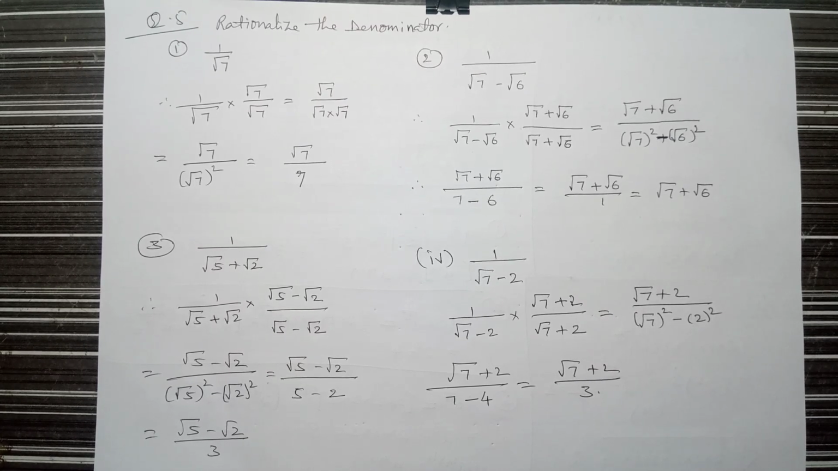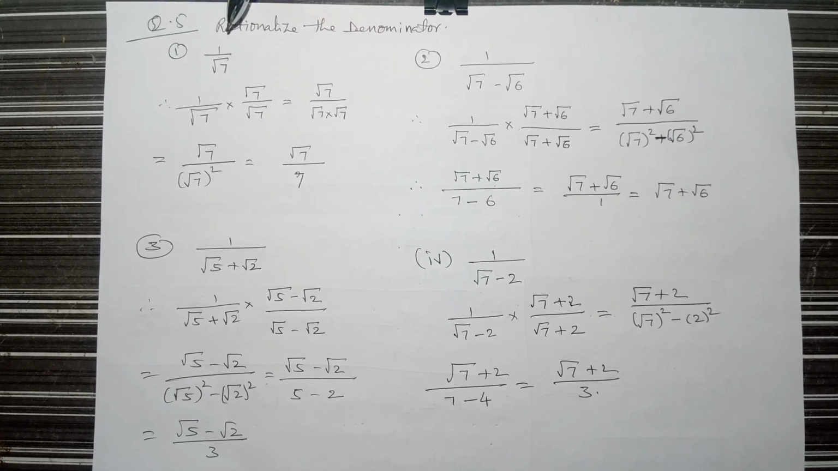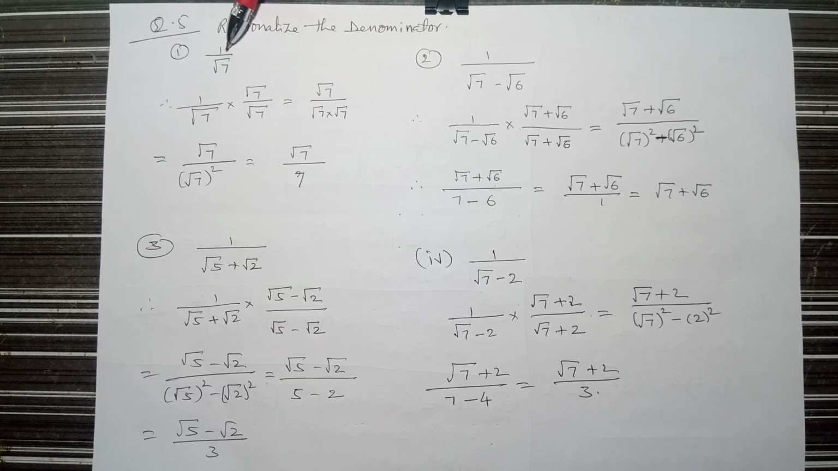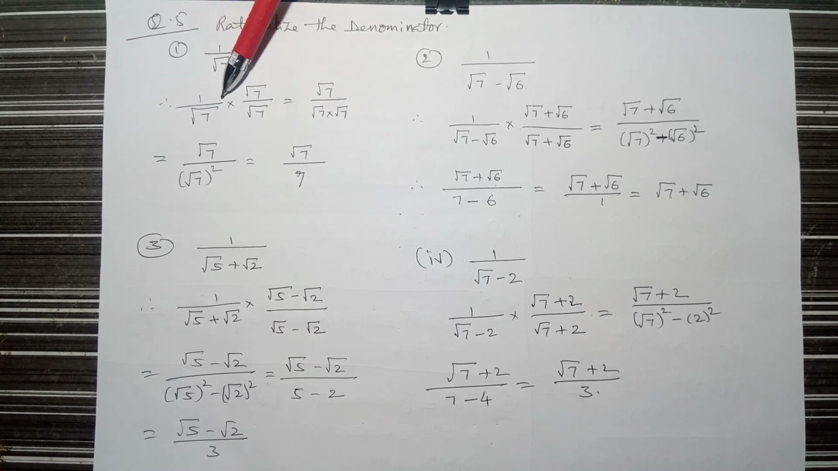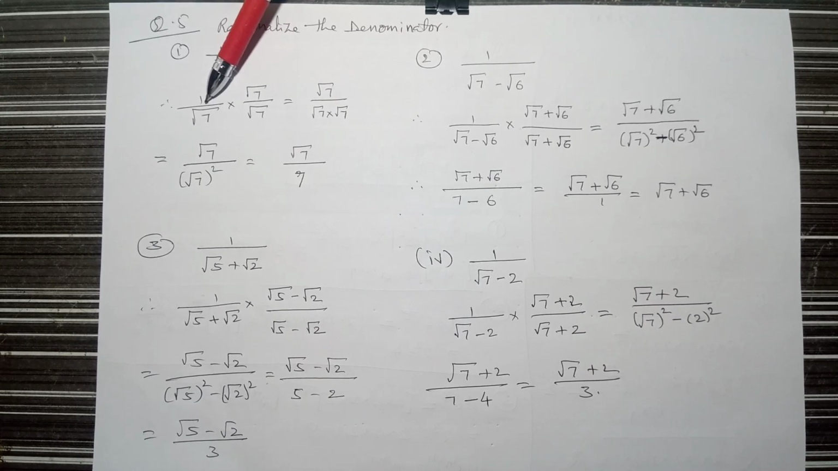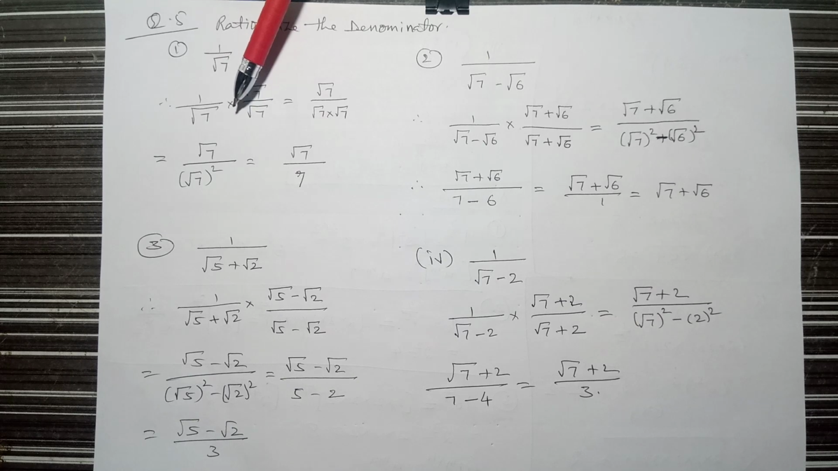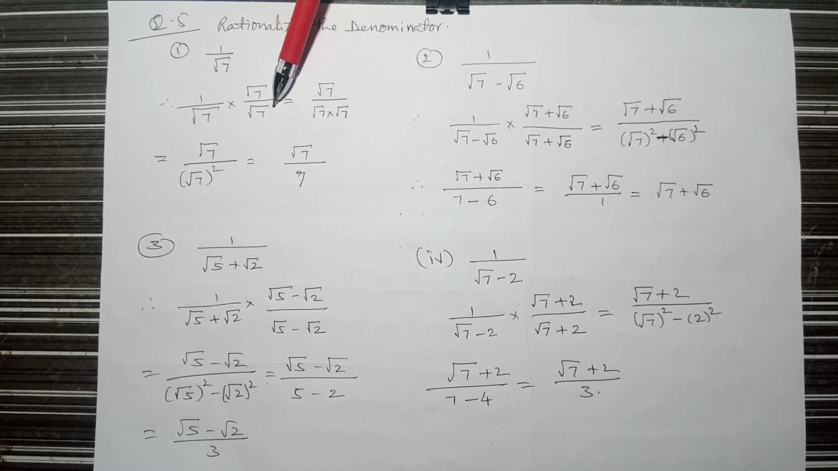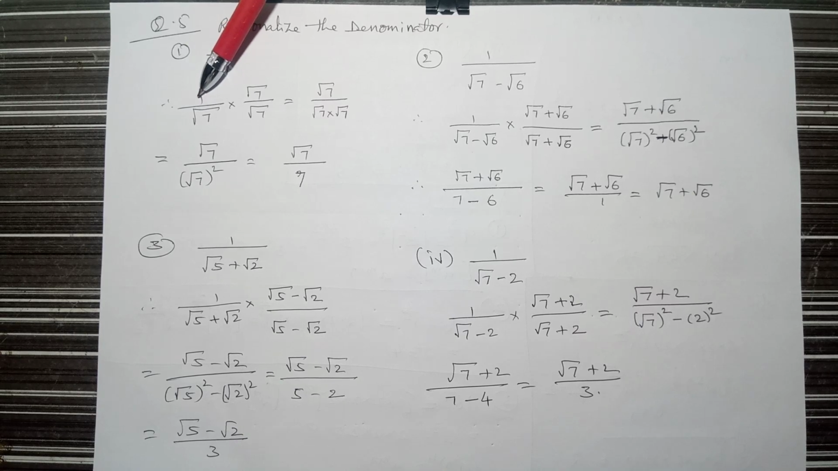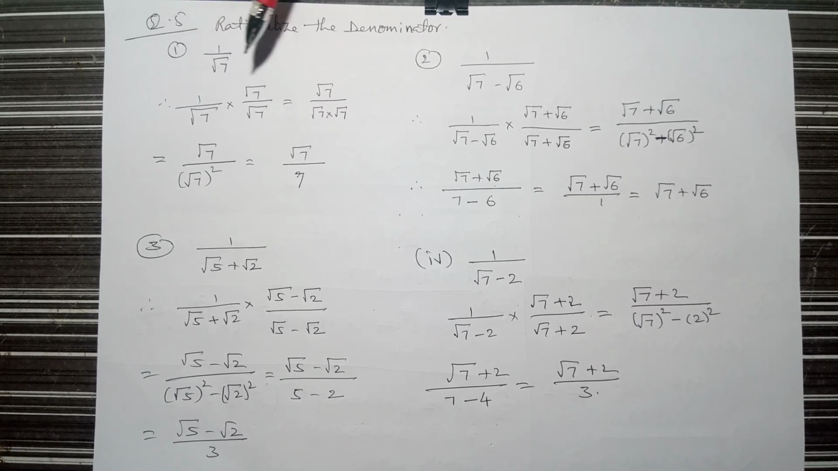So here students, rationalize the denominator 1 by root 7. In the denominator we should not have a root value. Therefore 1 by root 7, so root 7 is there at the denominator. Therefore I have taken a unit fraction, that means numerator and denominator are the same. Therefore 1 into the fraction is the fraction. We are not changing anything in the fraction, just the shape.